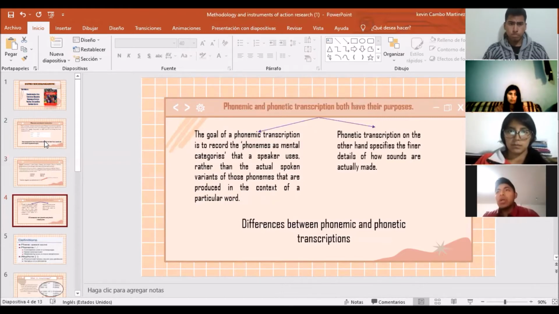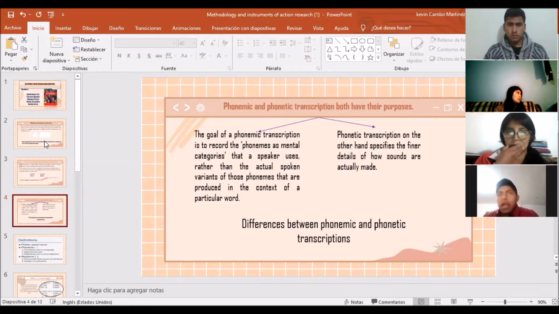Phonetic transcription, on the other hand, specifies the finer details of how sounds are actually made. And the difference between phonemic and phonetic transcription: phonemes are what we hear, phonetic is what we say. Phonemic and phonetic transcription are created with different purposes in mind.